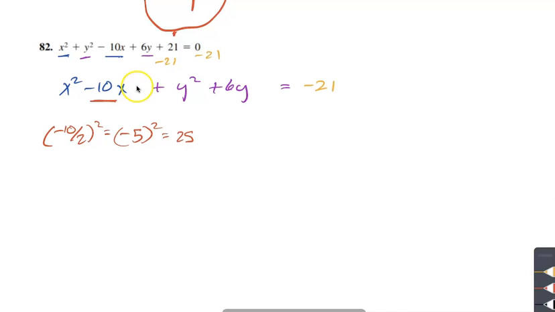So I'm going to add 25 to this side. Whatever you add to the left side, you have to add to the right side. So we're going to add 25 here also. Now before I move on, I'm going to factor this already. I know what this factors into. It always factors perfectly. It's always the thing before you square it. It's x minus 5 squared. That's the beauty of completing the square. It makes it a perfect square and it factors perfectly.